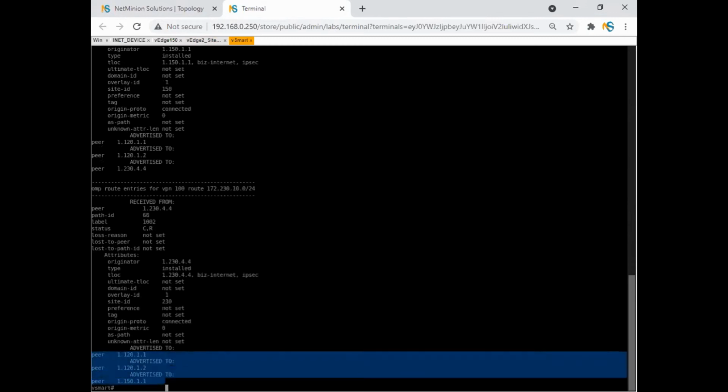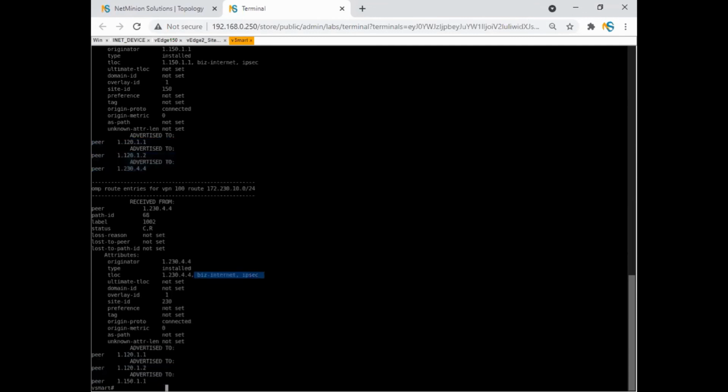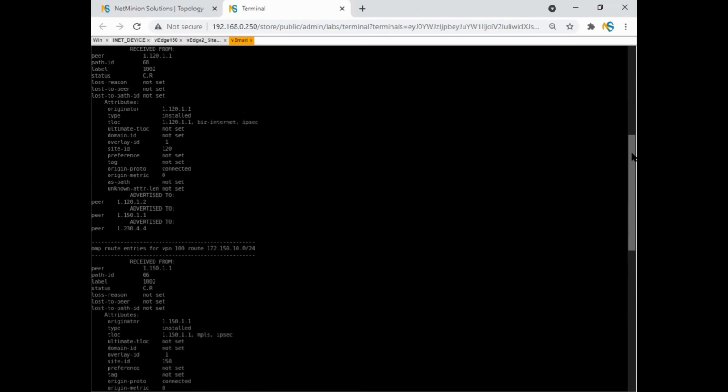Can you see which peers it advertises to? So it is advertising to the different peers. Can you see this color? This is biz internet. This is the coloring code which I am writing down over there. But yes, you can use any color, either gold. Maybe we will come to that part later on.